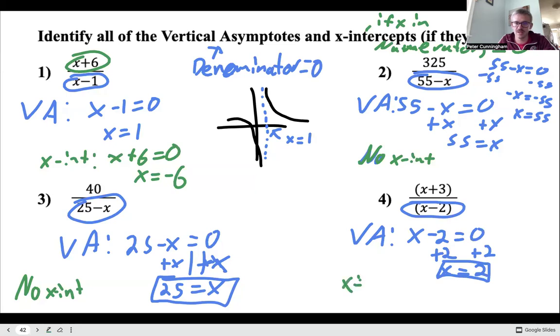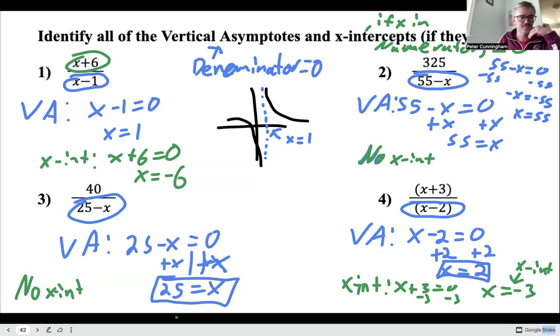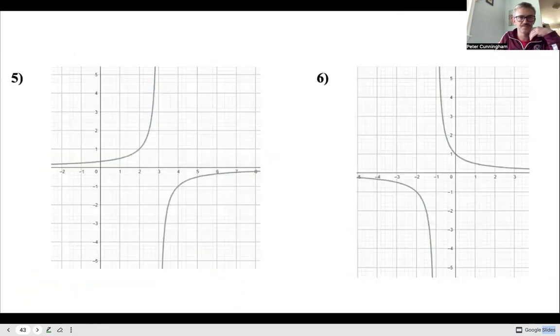All right, we've got another x-intercept here. x plus 3 equals 0. Take 3 away from both sides. So at x equals -3, we would have an x-intercept. It means basically that it wouldn't exist in that one tiny spot.